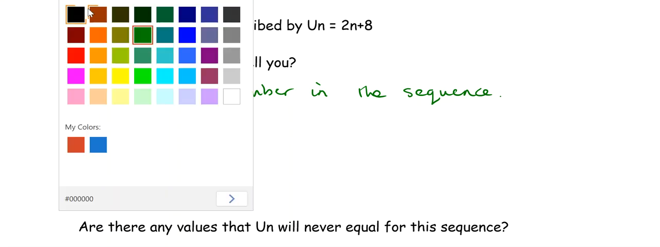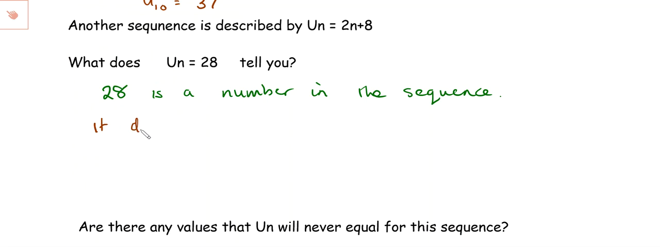Okay? So we should write that down. It doesn't tell us which one it is. Okay? Because the n is not told. Alright? n is not told. We could work it out though, right? Yeah? Now that is basically what we're doing today.